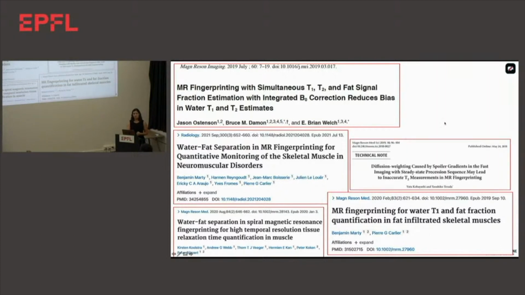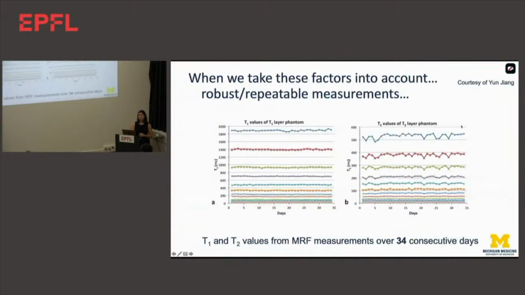Diffusion also, is definitely the elephant in the room, which can mess up some of our measurements. But again, if we model this carefully, then we don't have to worry about it. And when we take all of these factors into account, we end up with measurements that are robust and repeatable. So this is an example of a fingerprinting measurement that was made in a phantom over a month. And you can see that the measurements stay pretty similar. These T2 values are a little misleading. They're very, very long and not taken into account in our dictionary. So I apologize that they're even on the slide. So, those I'm not so concerned about.